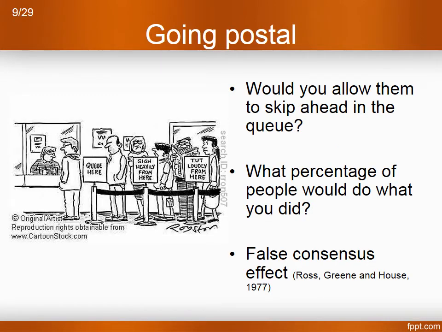The final bias I want to talk about, I need to illustrate with an example before we get on to it. Imagine you're in the post office, you're in a queue, you're not in a rush particularly, and maybe you're about halfway down the queue, and someone taps on your shoulder. It's a man, he seems agitated, he keeps checking his watch, and he's standing behind you in the queue, and he asks if he can skip ahead of you in the queue. Now, the question is, would you let him?